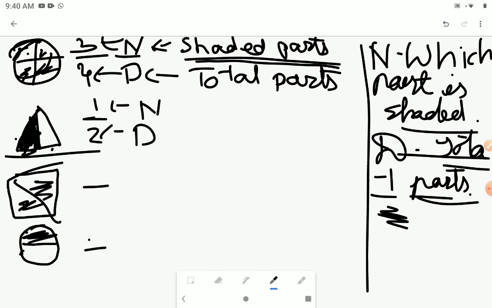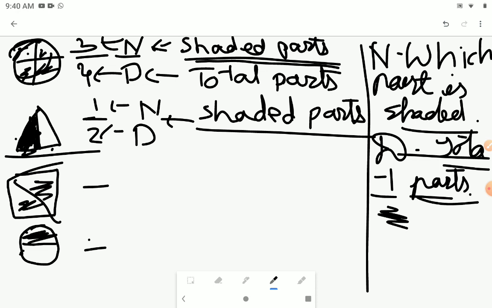I am writing the shaded parts. Please understand it. It is too easy for us. It is not tough. You have to understand it only. Now see, this is the first one. This is the second one. The second one is not shaded, so it is not coming in our numerator, but it is coming in our denominator, and the numerator is also coming in our diagram.